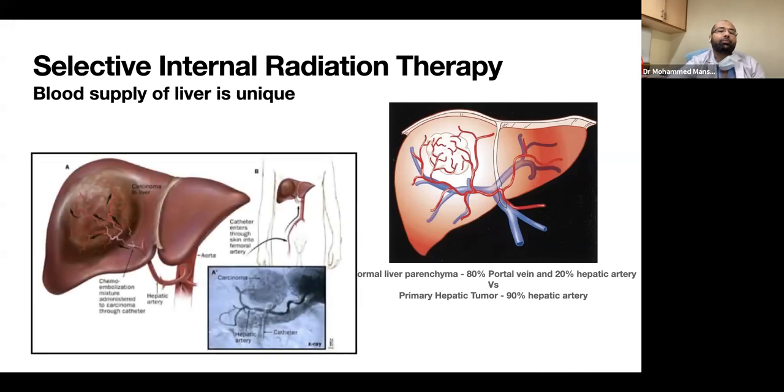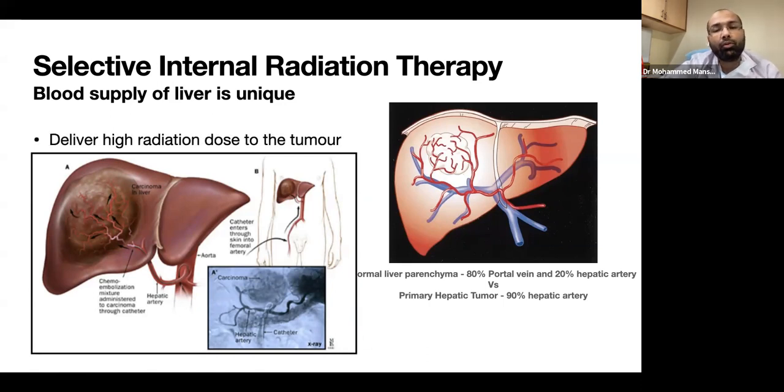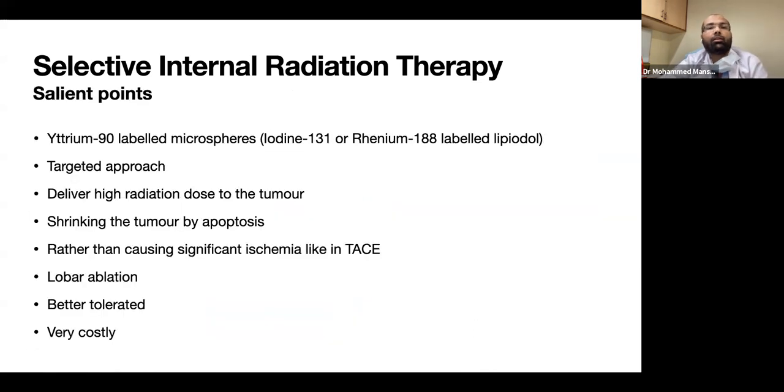So we use this principle in selective internal radiation therapy, where we catheterize the feeding hepatic artery to the tumor and deliver all the radioactive medicine directly into the tumor and less to the normal parenchyma. By this, we can deliver a very high radiation dose to the tumor, which can go up to 90 to 100 grays. So let us look at a few salient points here.